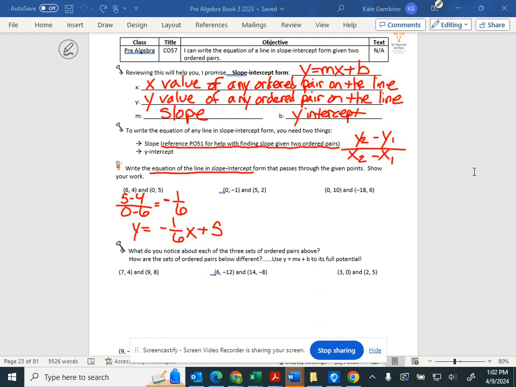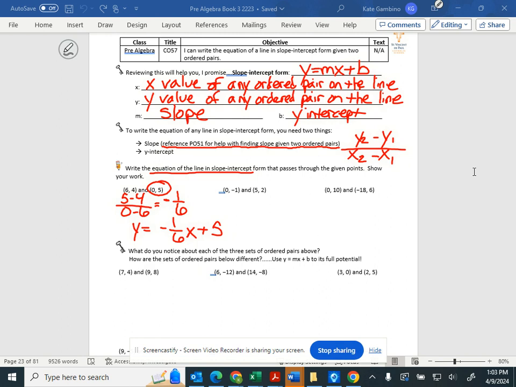And I know the slope is right in front of the x. How did you know my y-intercept was 5? Oh, because the y-intercept has to have a 0 in the x spot. It was one of the ordered pairs that was given to us. We're combining different objectives into this one objective. Let's look at our next one.